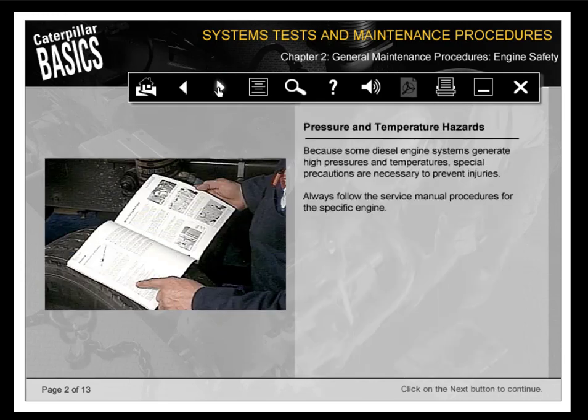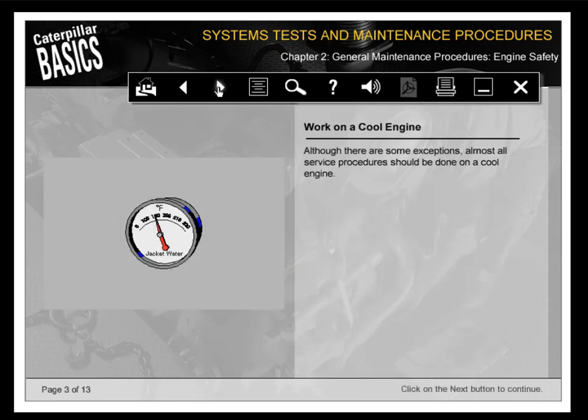Because some diesel engine systems generate high pressures and temperatures, special precautions are necessary to prevent injuries. Always follow the service manual procedures for the specific engine. Although there are some exceptions, almost all service procedures should be done on a cool engine.